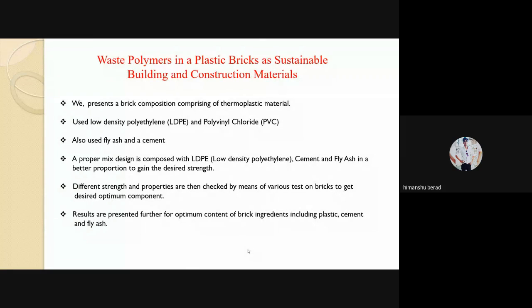So we perform various mixed designs in this, and by performing our project, we see that by varying the proportions of the LDP, cement, and other materials, we can vary the range of properties which are going to be obtained by our prototype. The results are further displayed in our PPT, and optimum content is also explained. So going with our PPT.